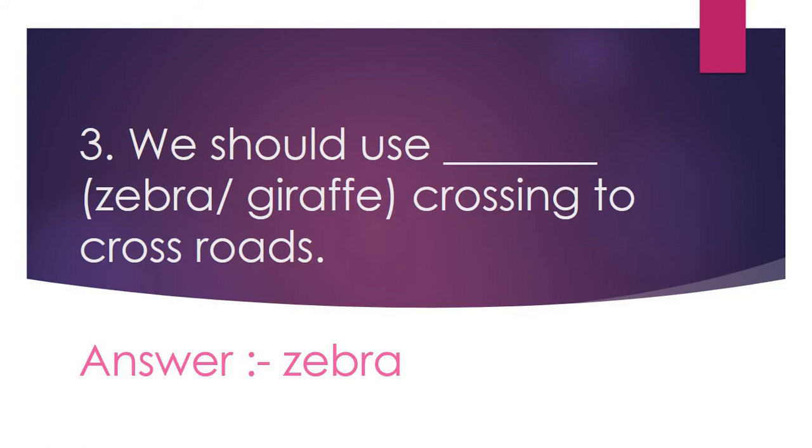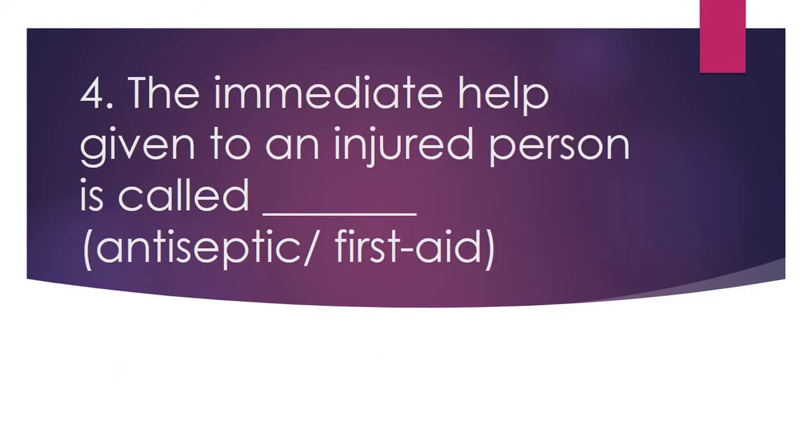Okay, I hope that you have checked your answer immediately when I displayed the correct answer, whether it is right or whether it is wrong. Okay, so if you have checked, moving on to number 4. The immediate help given to an injured person is called dash. Options are antiseptic or first aid. Please write your answers. Meanwhile, I'll read the question second time. The immediate help given to an injured person is called dash. Options are antiseptic or first aid.